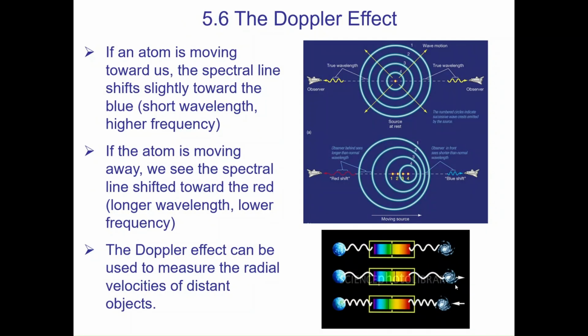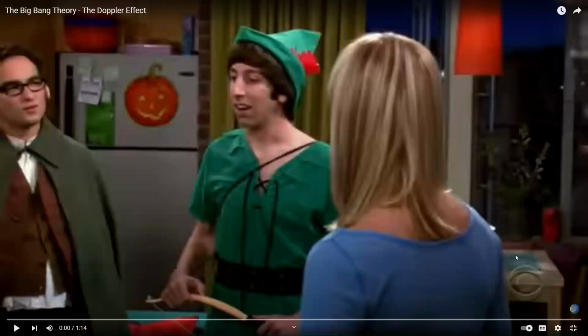Other than the temperature and the chemical composition of the star, which we can determine from the light emitted by the star, we can also determine the speed of the star, like how fast it's moving towards us or how fast it's moving away from us. So let's look at the Doppler effect, which enables us to tell the speed of the star. Let's first look at a few clips from The Big Bang Theory to see how Sheldon explained what the Doppler effect is.